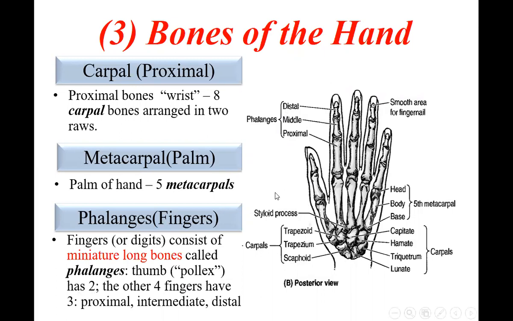So these are the bones of the hand. These are the carpal bones, here are the 5 metacarpals, and here are the phalanges. So there are 8 carpal bones, 5 metacarpals, and 14 phalanges, because the thumb has only 2, the proximal and distal.